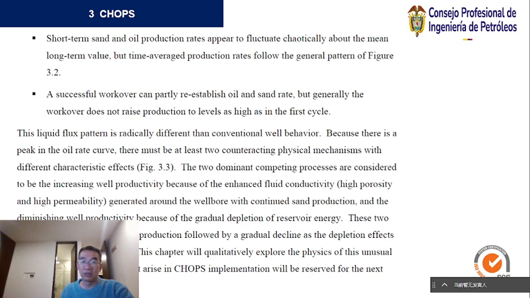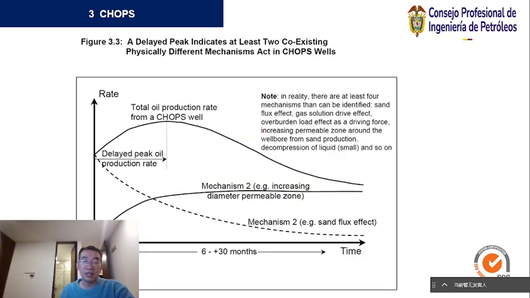This chapter will qualitatively explore the physics of this unusual behavior. A technical issue that arises in CHOPS implementation will be reserved for the next chapter. This figure shows the delayed peak, which indicates at least two coexisting, physically different mechanisms in CHOPS wells.